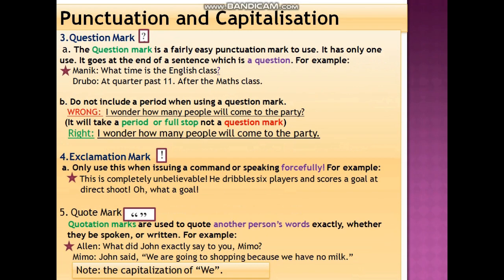Number 3. Question mark. The question mark is a fairly easy punctuation mark to use. It has only one use. It goes at the end of a sentence which is a question. For example, Monir: What time is the English class? Dhrubo: At 11:15, after the maths class.